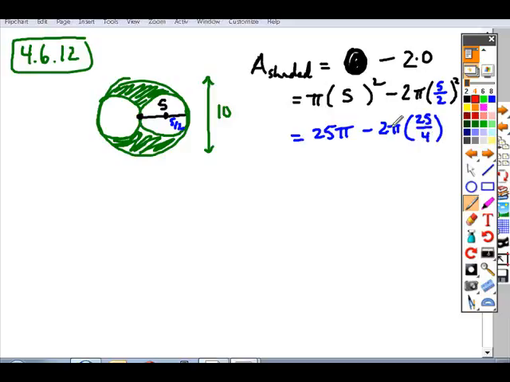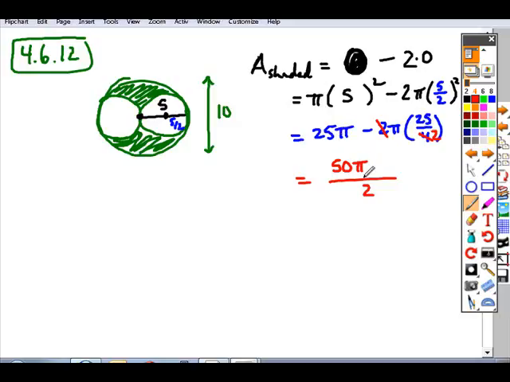Okay, and I can simplify this fraction. The 2 and the 4 reduce to a 2. So I have 25 pi minus 25 pi over 2. Well, if I combine these into a single fraction, what does my LCD have to be? The only factor in the denominator is 2. And 25 pi is how many halves? If I turn 25 into halves, it is 50 halves. So 25 pi is equivalent to 50 pi over 2.